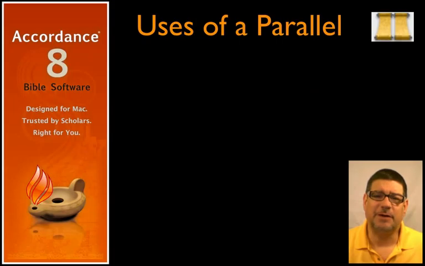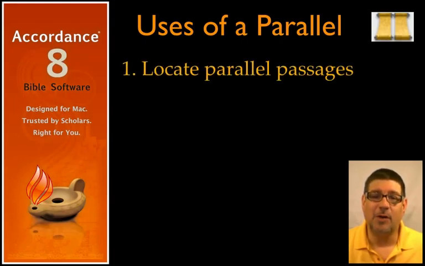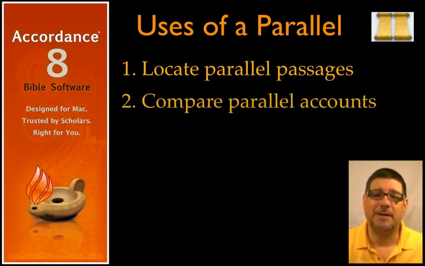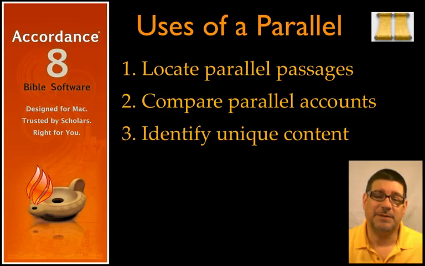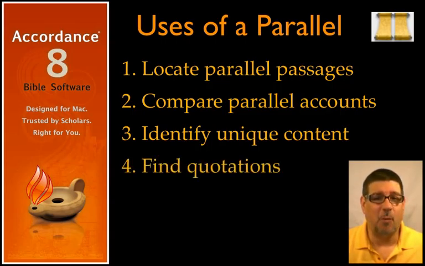What practical uses are there for parallels? First, we can locate parallel passages. This is always good if we're looking for more information on a particular biblical event. It's also an essential first step if we then want to compare the way different books or authors cover the same events. The reverse is also true. Parallels can help us identify unique biblical passages, for instance, all the material unique to John's Gospel. And finally, parallels can help us find quotations from one part of the Bible found in another, like Old Testament quotations in the New Testament.